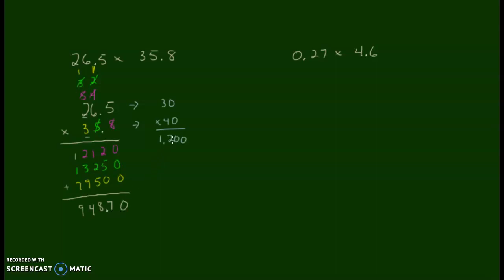Again, hopefully you're able to see how I use my estimate to help me place my decimal. I'm looking to see, after getting my answer, what's the closest I can get to my estimate, and then place the decimal there. So same thing with this problem. We have 27 hundredths times 4 and 6/10.